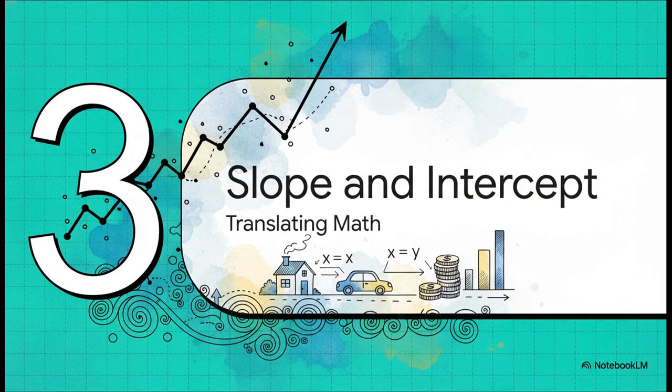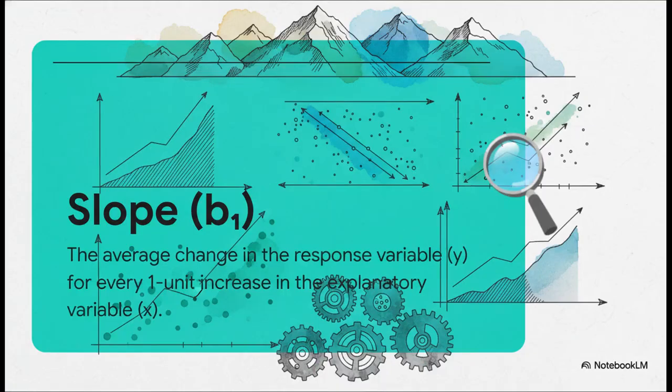Okay, knowing the parts of the equation is one thing, but the real magic happens when you can translate those numbers into something meaningful about the world. Let's start with the slope, b1. This tells us, on average, exactly how much we expect our outcome, y, to change every time our input, x, goes up by one single unit. Is the relationship going up or down? Is it a steep climb or a gentle slope? The slope tells you all of that.